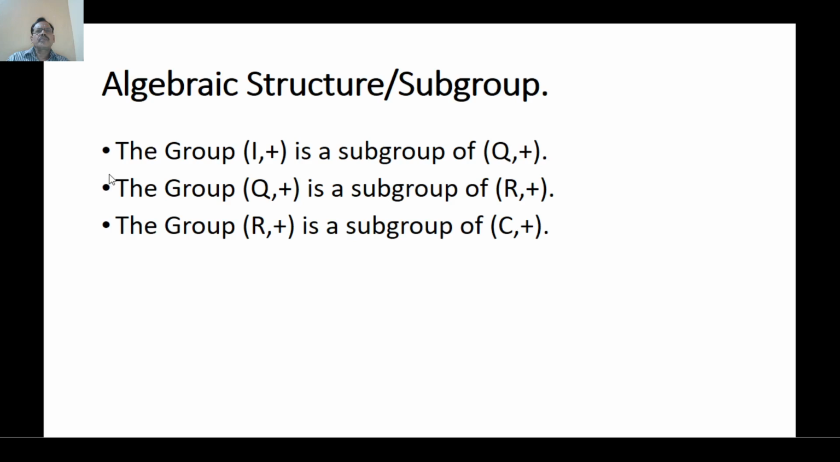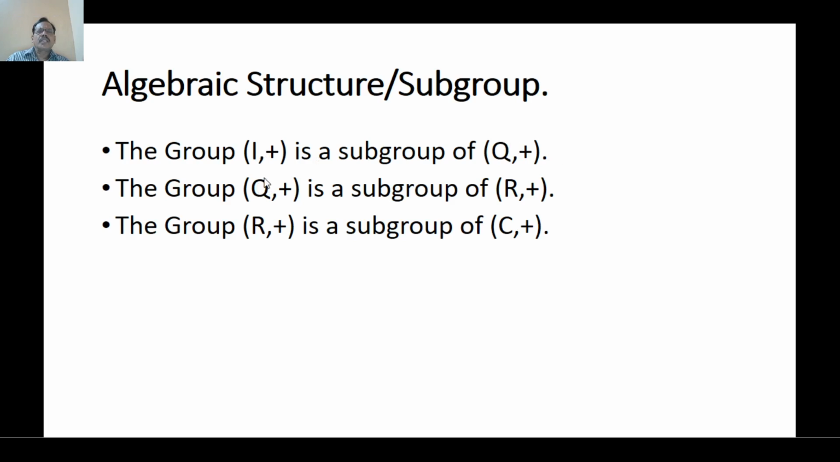So here observe that the group I plus, that is the set of all integers, is a subgroup of Q plus. As we know, I is a subset of Q. Then Q is also a group under addition, and the subset I is also a group under addition. Therefore, we say the set of all integers is a subgroup of Q plus.